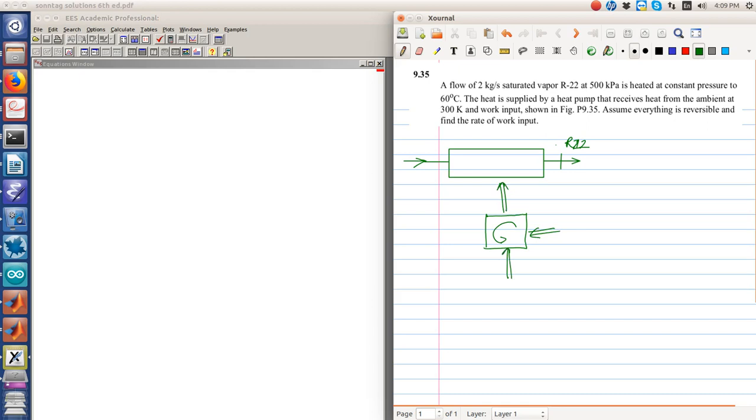So a heat pump absorbs heat from a lower temperature. It requires some work and it is giving an amount of heat. Rate of heat transfer is QH to the R22. The R22 is 2 kg per second. The inlet state is 500 kPa and saturated vapor, and it is heated at constant pressure to 60 degrees Celsius. So this exit state is 500 kPa and 60 degrees Celsius. What is the heat supplied by the pump?